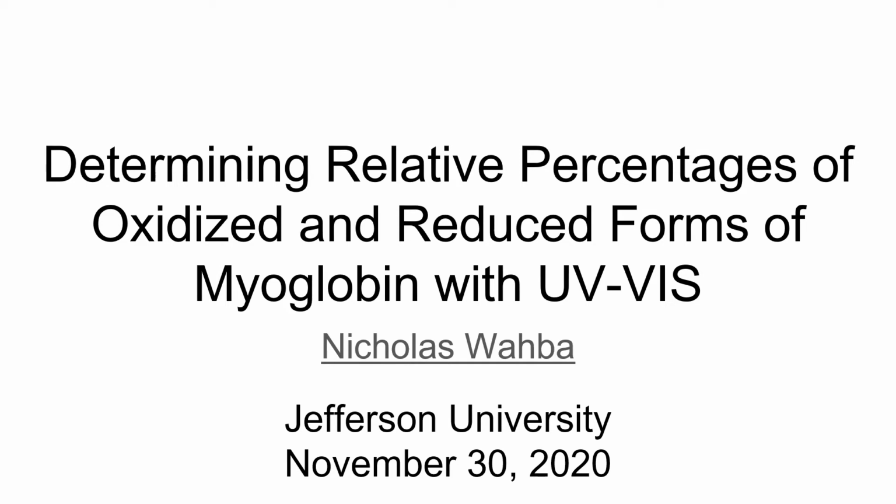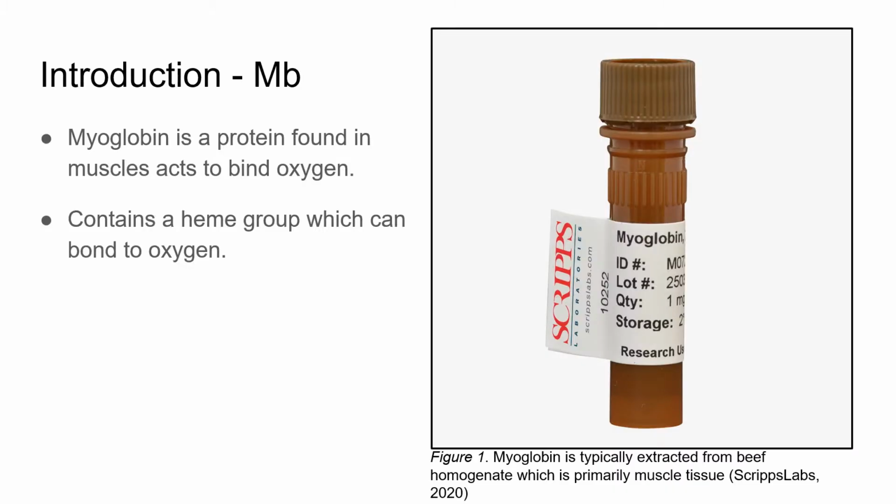And I'm going to be talking about an experiment we completed that determined the relative percentage of oxidized and reduced forms of myoglobin using UV-Vis. I'm going to start by introducing what exactly myoglobin is.